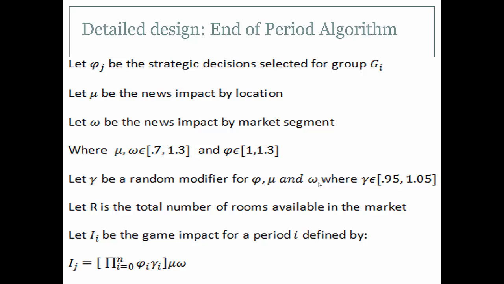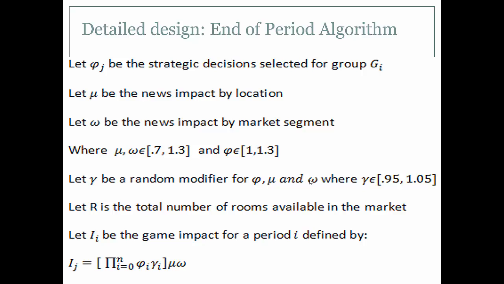We also let gamma be a random modifier for phi, mu, and omega, where gamma is between 0.95 and 1.05. The reason why this was done with regard to gamma is that we want to make sure that for any two groups having the exact same selected decisions, their outcome would not be the same. This was used as a way to handle the customer aspect where regardless of the marketing decisions made, customers are going to make decisions based on their own situations and events in their life.